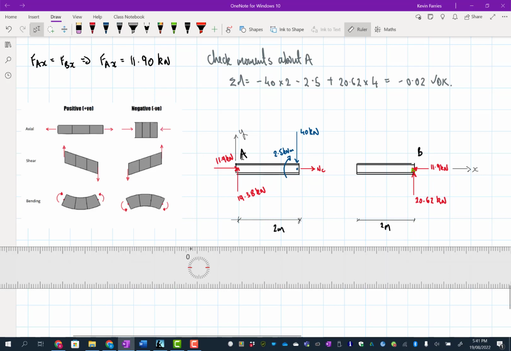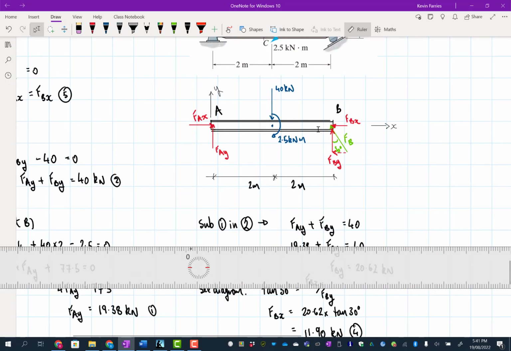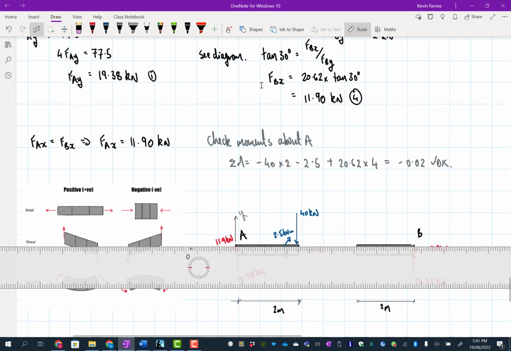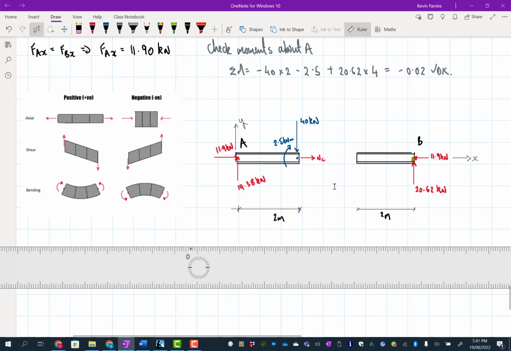You can probably guess already that it's going to come out negative. Why? Because it's compression. So let me go back to this one. We've got forces pushing in from each side, so this must be in compression. So the internal force should be negative. The internal axial force, the internal normal force should be negative because it's this situation. But by drawing this on in the positive direction, it'll end up being negative. And so that's why we're doing that.